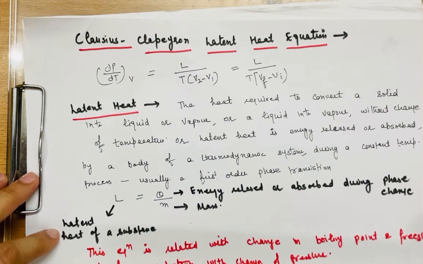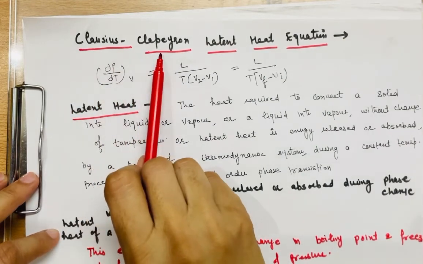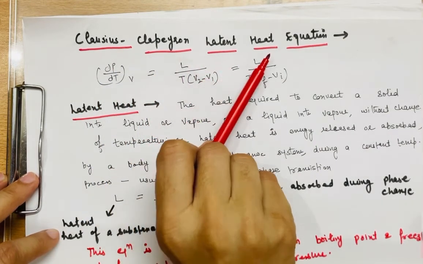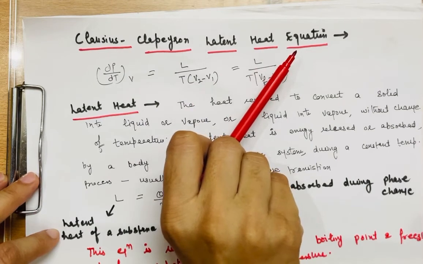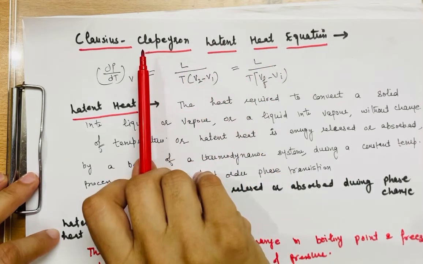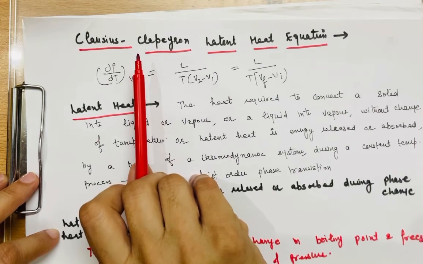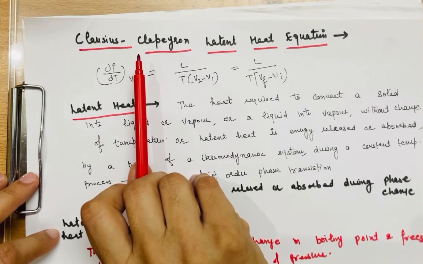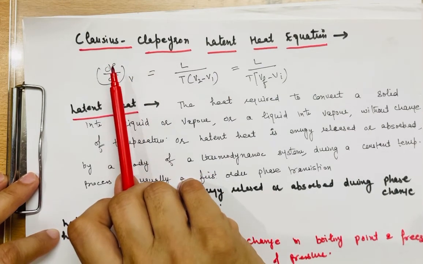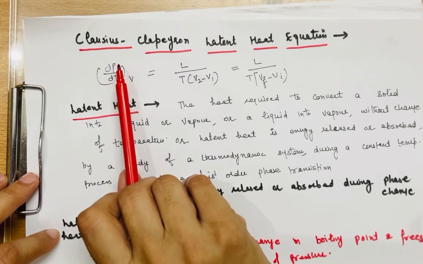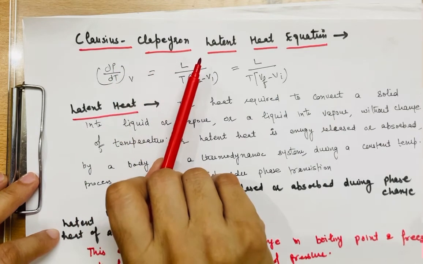So today's topic is also a very important topic, and that topic is the Clausius-Clapeyron latent heat equation. The topic is also, you can say, an application of Maxwell's thermodynamic relations, and we also call this topic change of state and the Clapeyron equation.